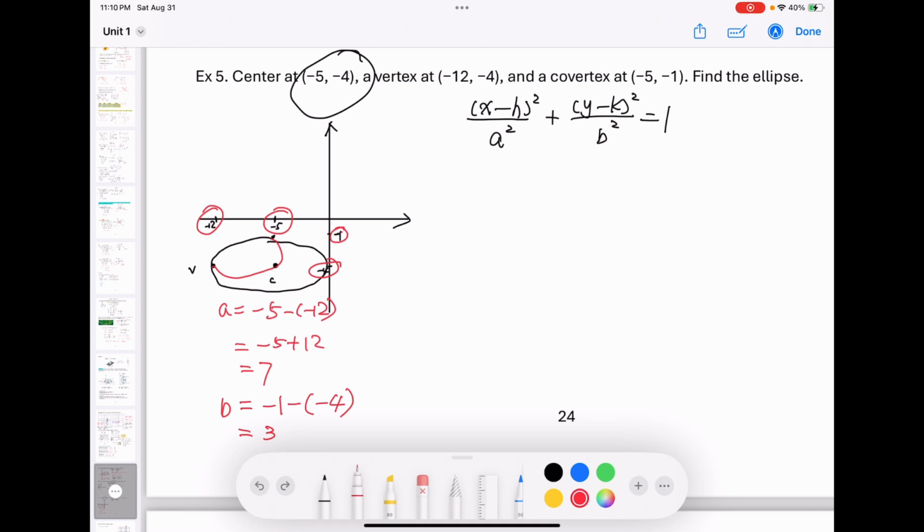Okay, we have the A, B, and the h comma k. We bring all of them into my formula. So we are having x minus negative 5. You can make it short. You just say x plus 5.